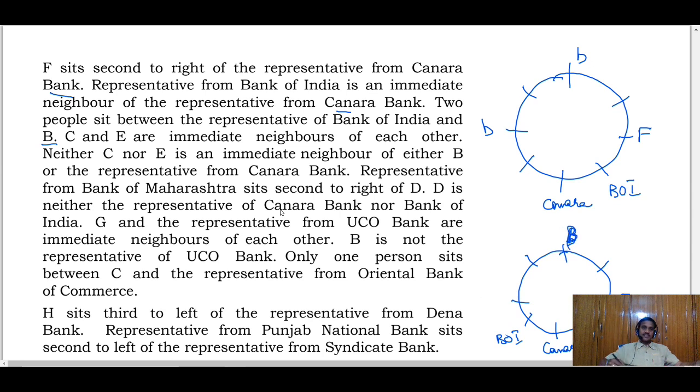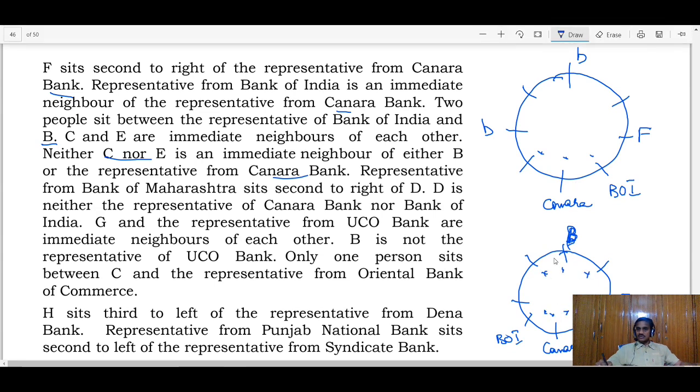And C and E are immediate neighbors of each other. Neither C nor E is an immediate neighbor of B or Canara Bank. Suppose B is here, then C and E cannot be here, cannot be here, cannot be here. There is no possibility. This is not at all possible. Hence, B cannot be at this place, B must be here.